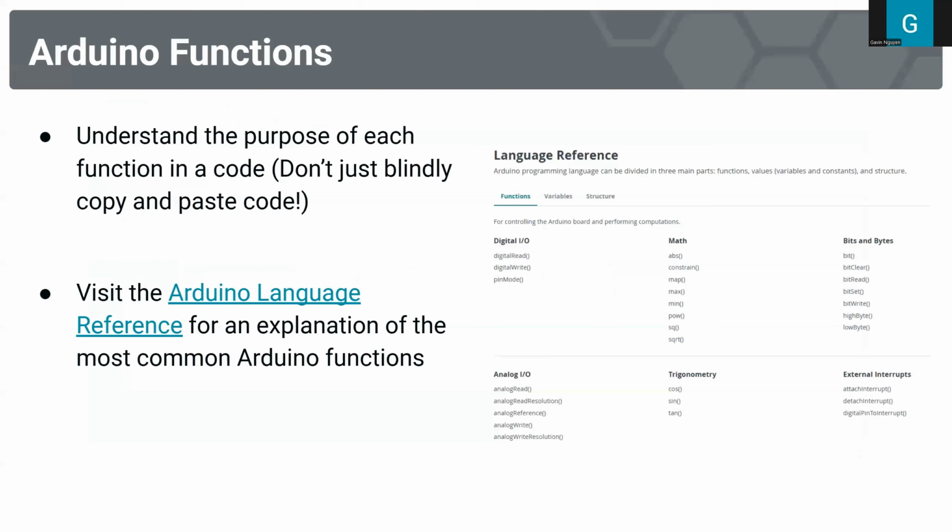So, if you ever are confused of what a specific Arduino function does, or you just want to learn more Arduino functions, you can always visit the Arduino language reference. This is going to have an explanation for most common Arduino functions that you guys are using. Make sure that you understand the purpose of each function in a code, just so that you don't blindly copy and paste code and that you're actually learning, because that's the whole purpose of open project space, right?